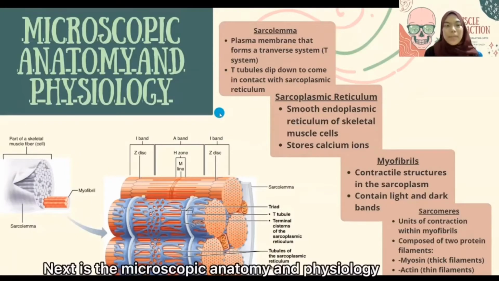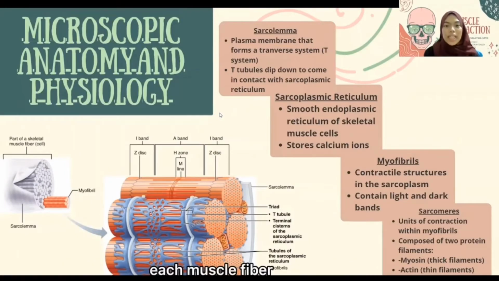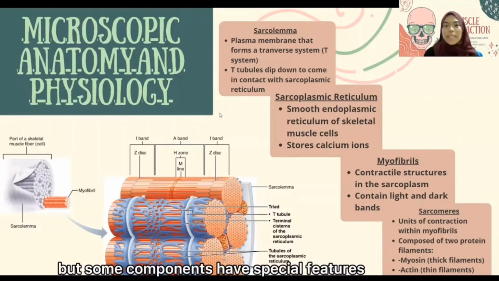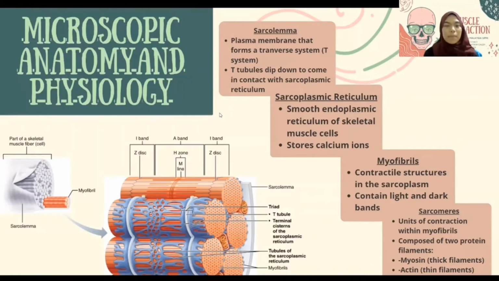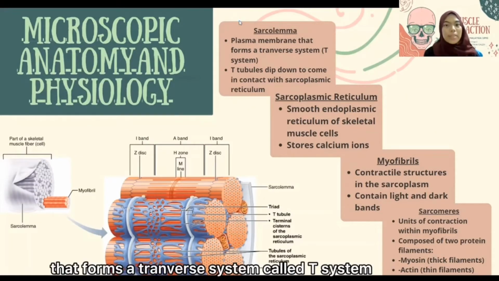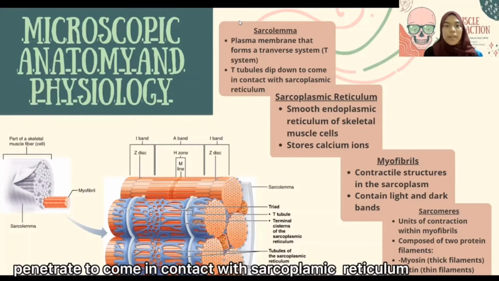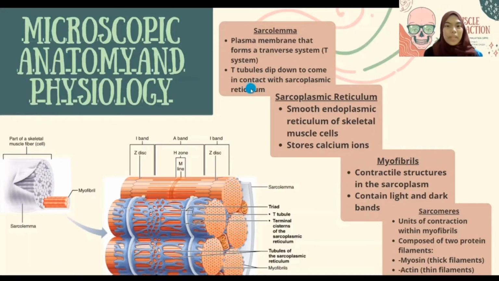Next is the microscopic anatomy and physiology. Each muscle fiber is a cell containing the usual cellular components, but some components have special features. First, we have the sarcolemma, which is a plasma membrane that forms a transverse system called the T-system. The T-tubules penetrate to come in contact with the sarcoplasmic reticulum.